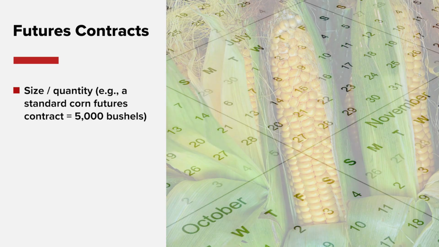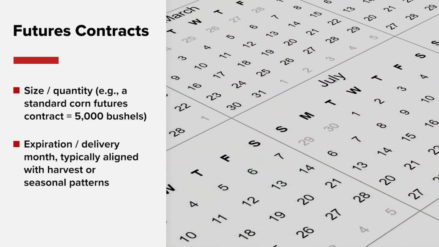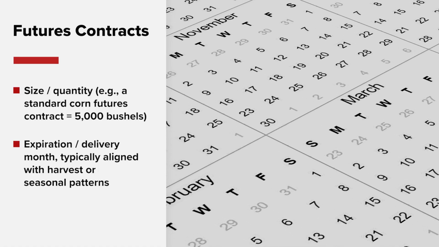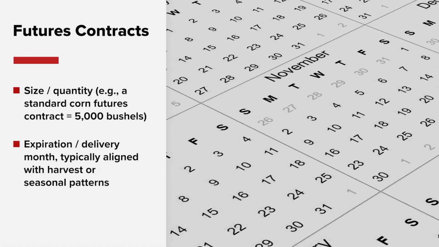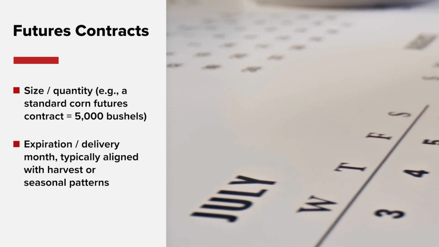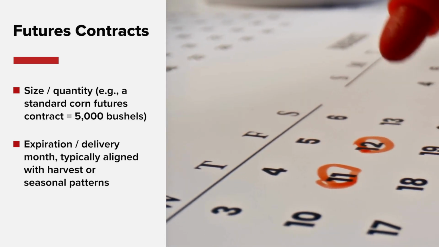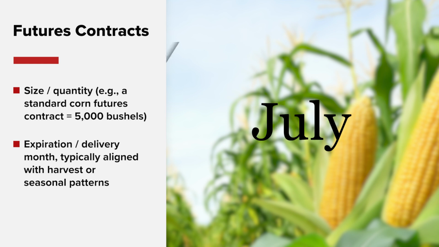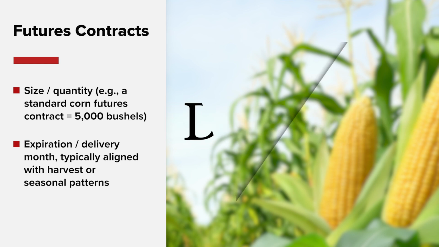The contract also has an expiration or delivery month where it expires on a specific date. Typically, it's aligned with harvest or seasonal patterns. To plan positions accordingly, it's important that traders and investors know when a contract expires. For corn, for instance, delivery months are March, May, July, September, and December.